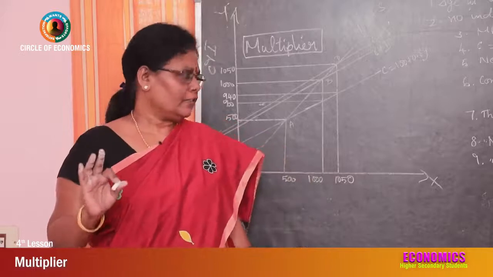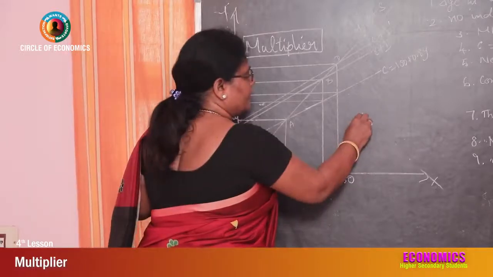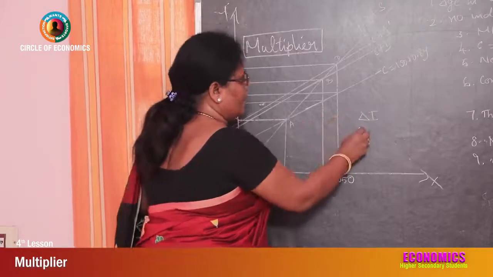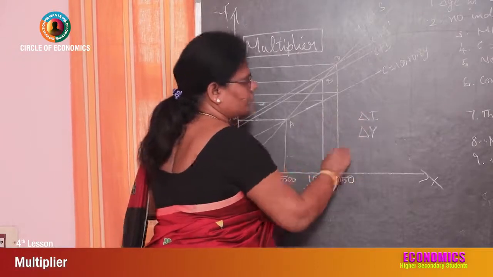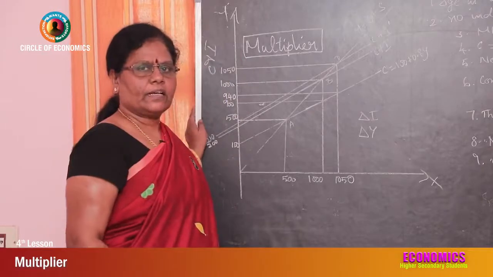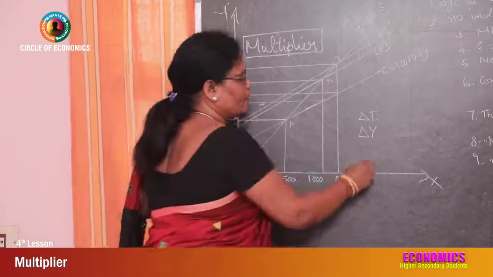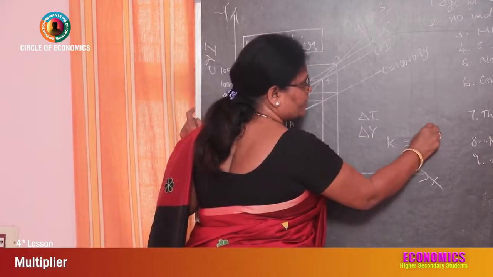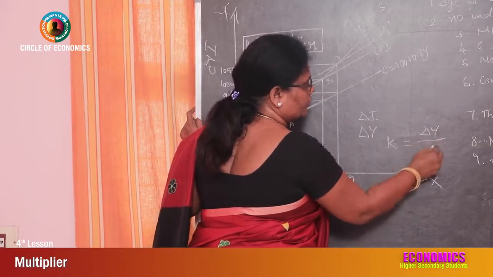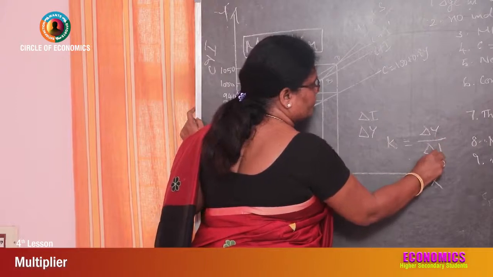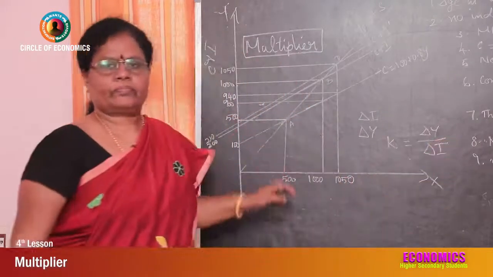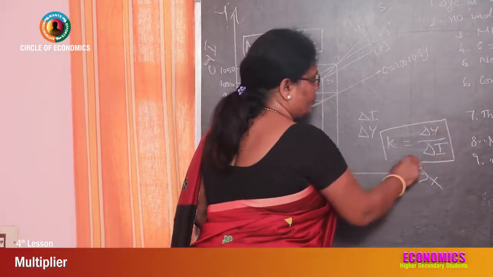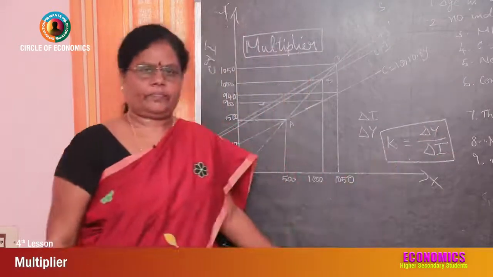That is, if delta I stands for change in investment and delta Y stands for change in income, then multiplier K is equal to change in income due to a change in investment. The multiplier K is equal to delta Y by delta I.